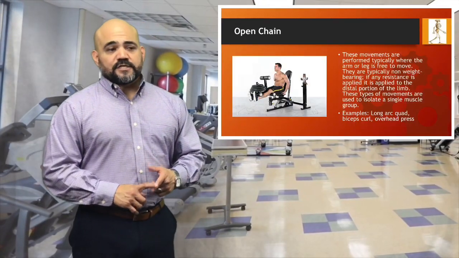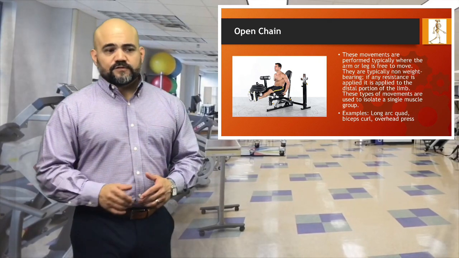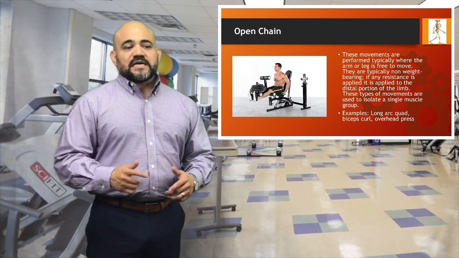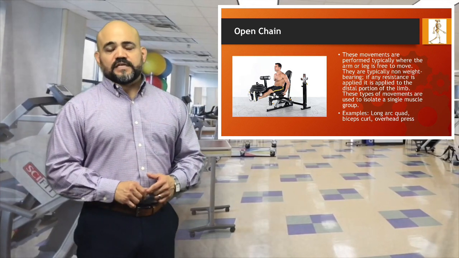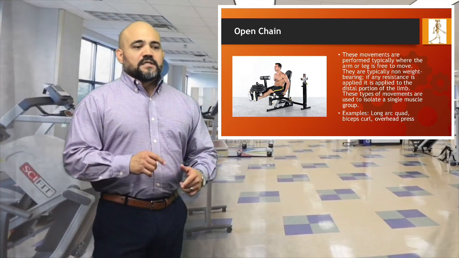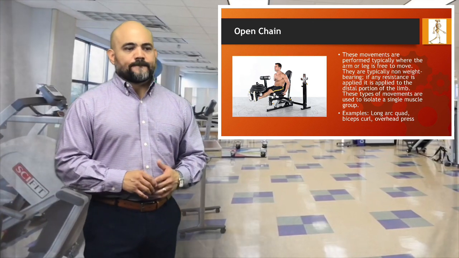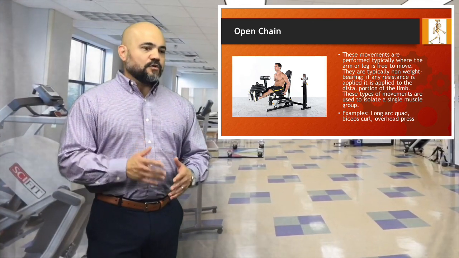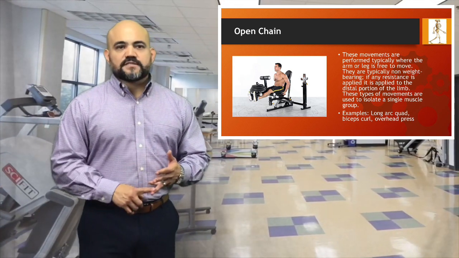Let's start with open chain. These movements are performed typically where the arm or leg is free to move. They are typically non-weight bearing. If any resistance is added, it's added to the distal end of the limb. These types of movements are used to isolate a single muscle group. Examples of the open chain movement would be a long arc quad, bicep curl, or overhead press.